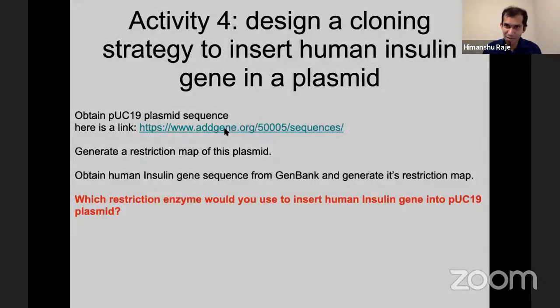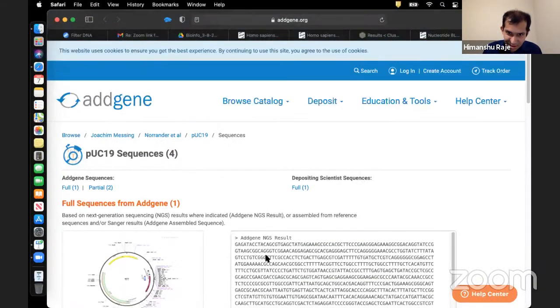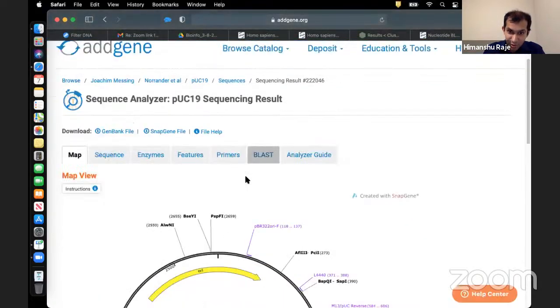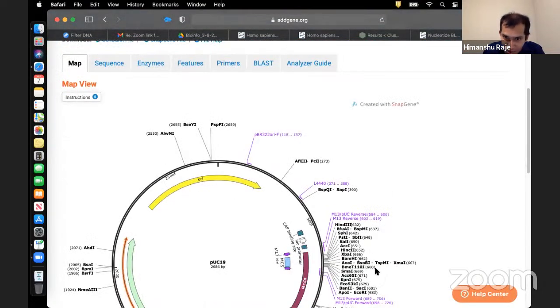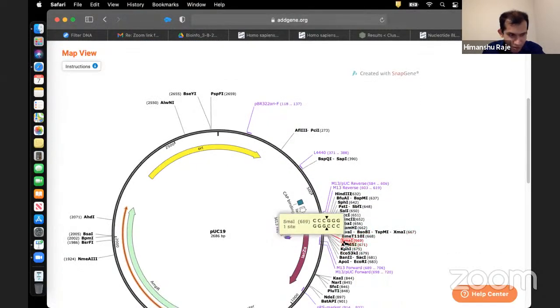I'm opening it in my web browser and I will be sharing my entire screen again so you can see what I see. This is the pUC19 sequence. It lists the entire sequence of the plasmid in FASTA format. Now, if you go over here and say analyze sequence, this might take a second to load. It makes the restriction map of this plasmid for you. So these are several restriction enzymes. If you just hover your mouse pointer on those, it even tells you where and which sequence they cut.